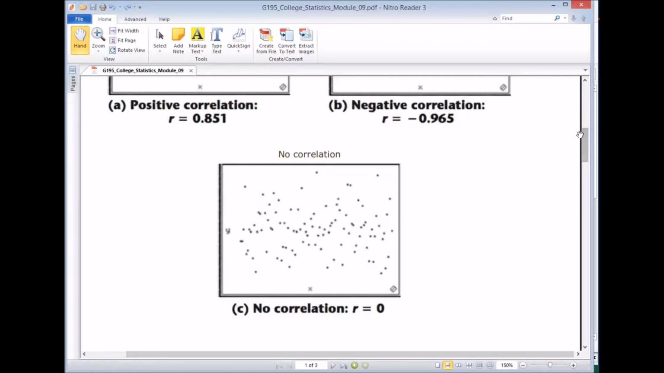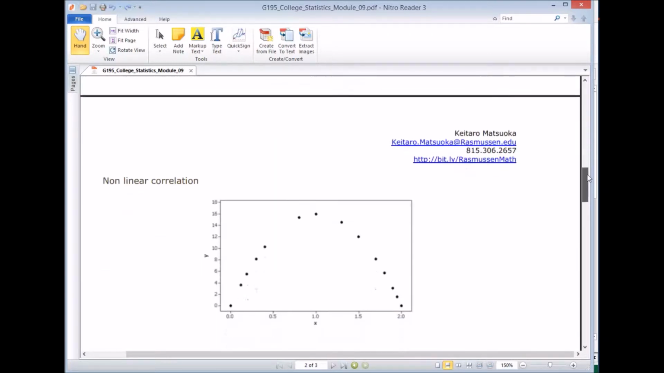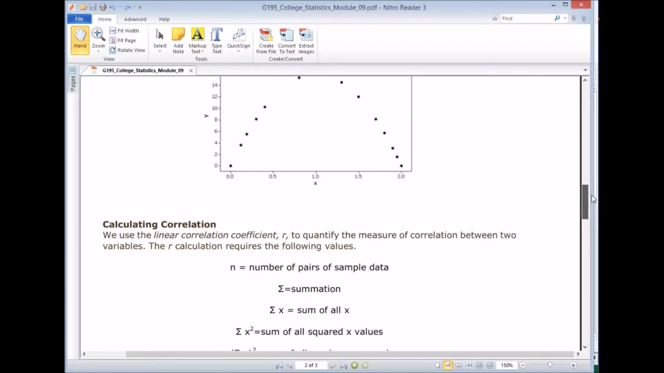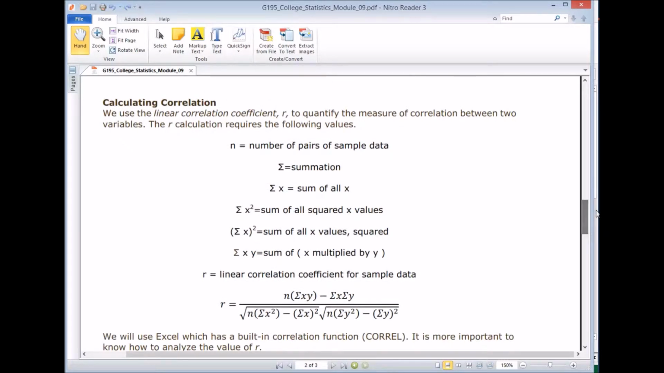So how do you calculate the correlation? Oh, one more thing. If it's a nonlinear correlation, if it's a curve, we are only going to consider linear correlation where it's a straight line. So calculating correlation, actually we're calculating what we call the linear correlation coefficient, and we use the R to signify that. It's the measure of correlation between two variables.